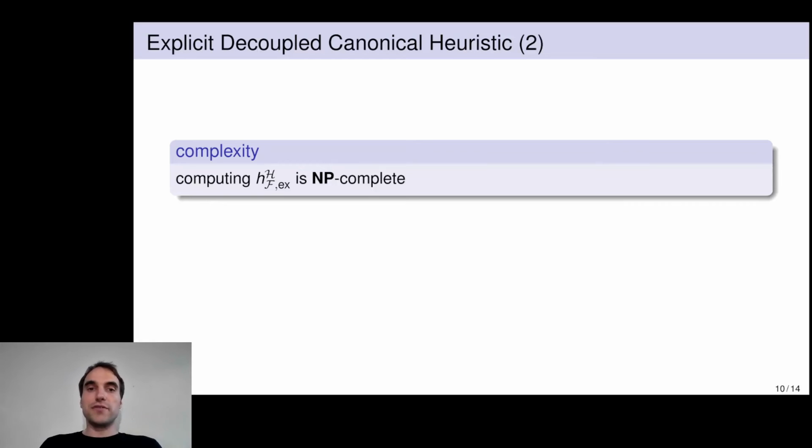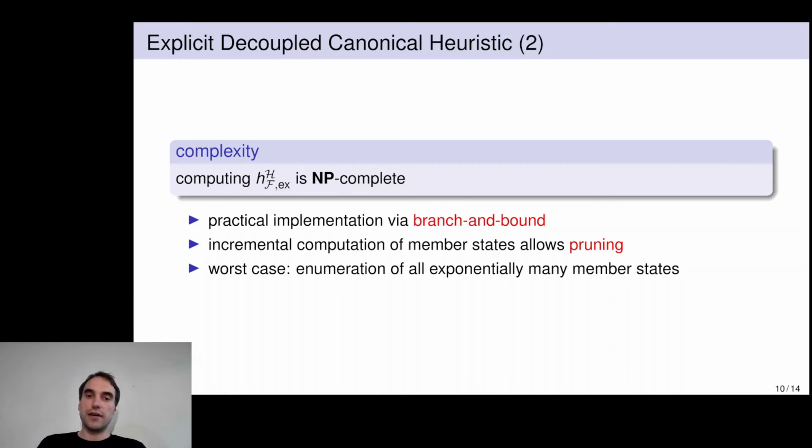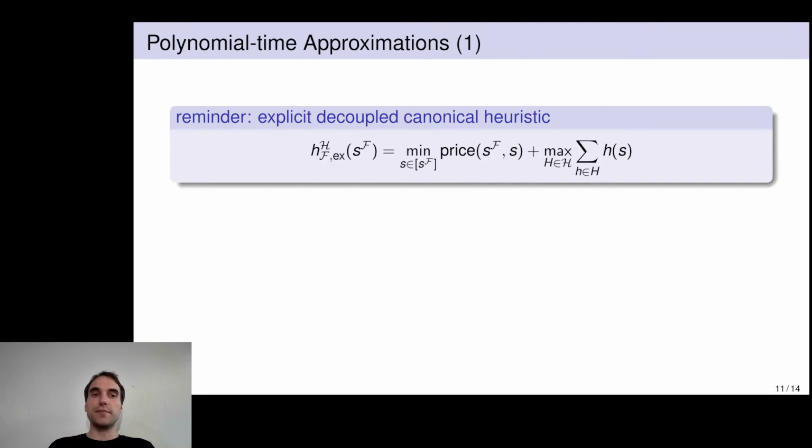However, we thought that it would still be interesting to implement this, also to see how good the explicit decoupled canonical heuristic can be. And what we did is we used a branch and bound algorithm that recursively and thereby incrementally enumerates the member states and allows for pruning, because whenever we find that the partial sum of prices and heuristic values for a given member state already exceeds the current minimum, we can skip all of the recursive calls from that branch. Of course, in the worst case, this still has exponential runtime, which is why we also finally looked at polynomial time approximations.